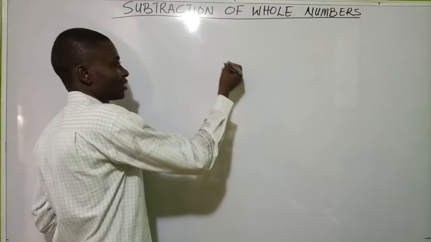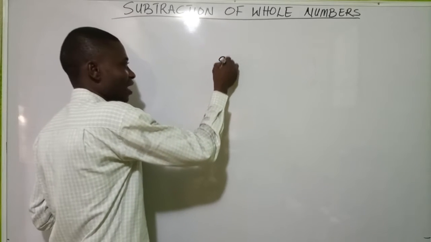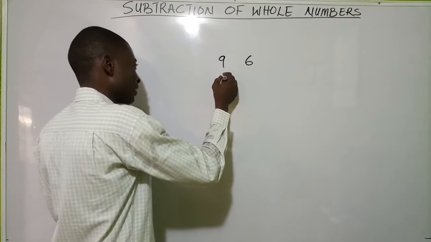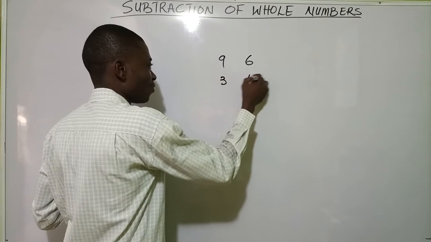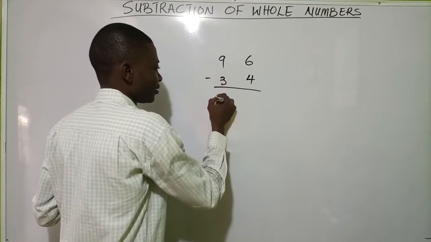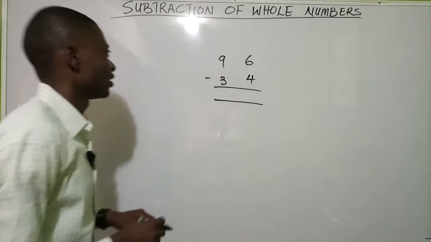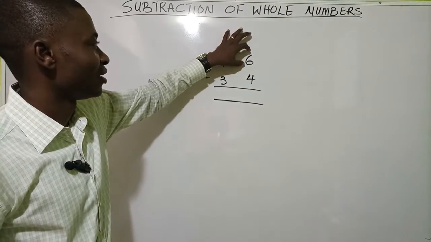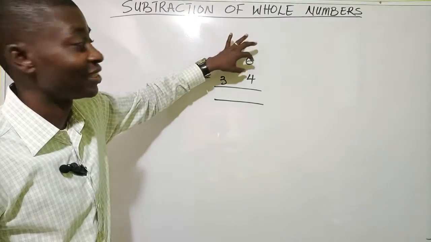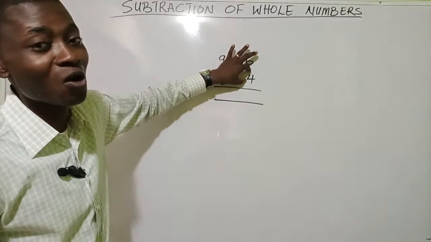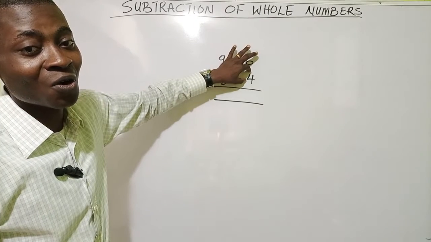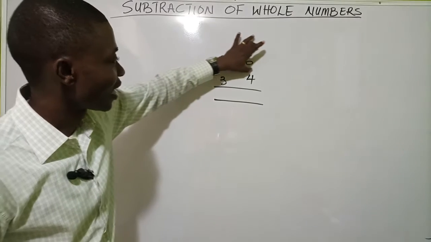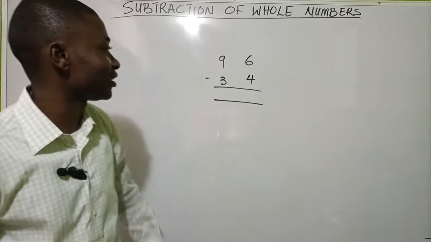For instance, you have something like this. Let's say you have 96. You are asked to take away or subtract 34 from it. 96 minus 34. What does this mean? It means you have 96 oranges and take away 34 oranges from it.